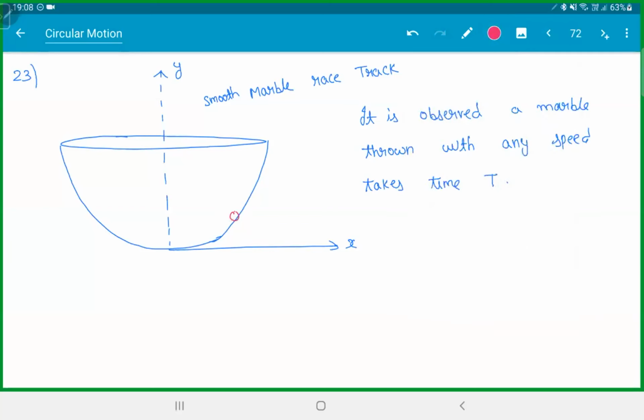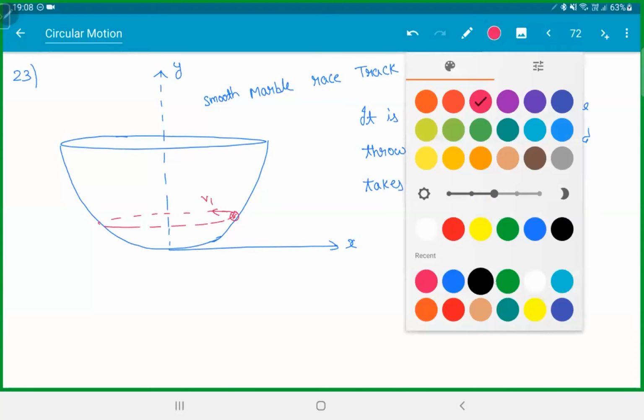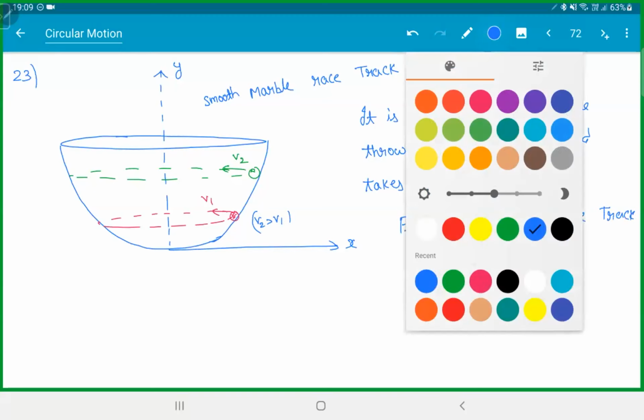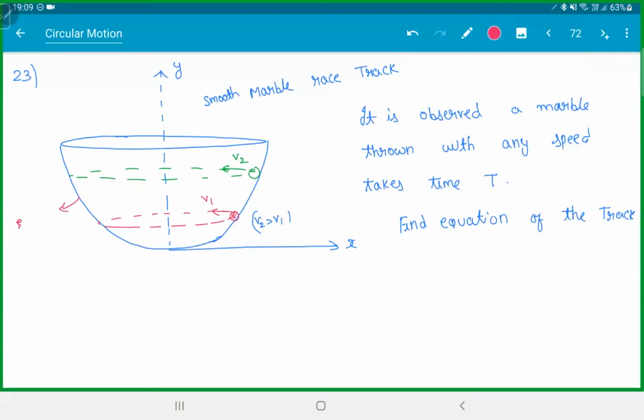Meaning you take a marble, you throw it slower, this will go in a smaller circle. If you take a marble and throw it very fast, it will go in a bigger circle. Time taken is the same. You're getting it, it doesn't matter with what speed you throw. V2 is greater than V1. So if you throw with higher speed, you'll go in a bigger circle. Find the equation of the track. So I want you to find this equation. What is that curve equation?